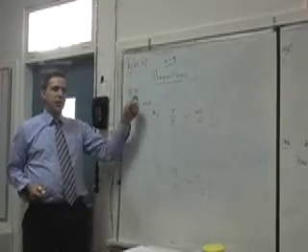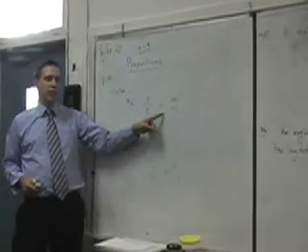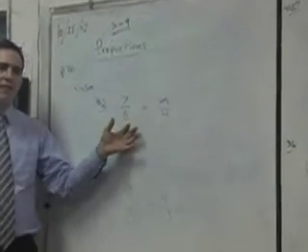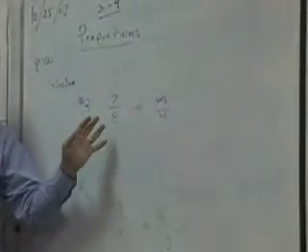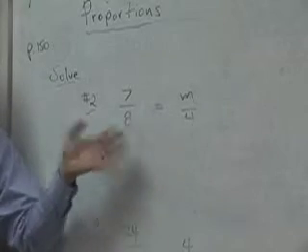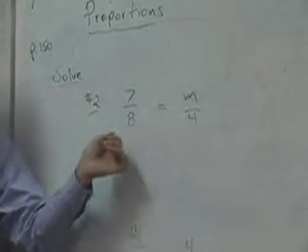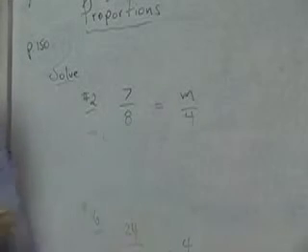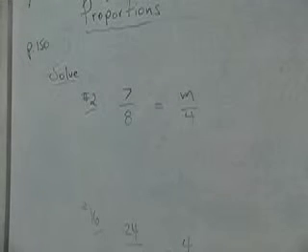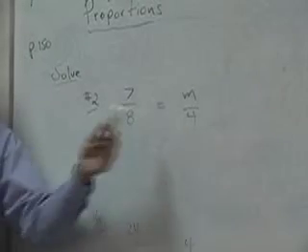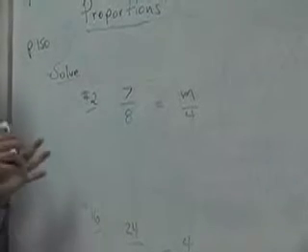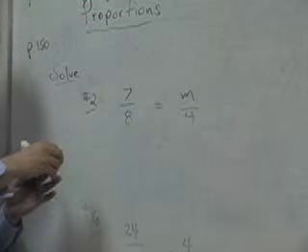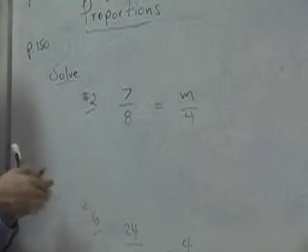Number 2 on page 150, 7/8 equals m over 4. Again, there are different methods to this. One of them is cross multiplying, but I'm teaching the same thing. Whenever you see fractions, you clear the denominators. And whenever you see 2 or more, you have to find the lowest common denominator. What would that be in this case? We've got 8 and 4. What number will be big enough so that they both divide into it? Big enough, but not too big to leave leftovers.